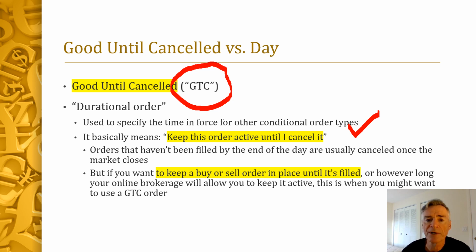So if there's a corporate announcement from the issuer, even if you have a good till cancelled order sitting there, it will be cancelled, and your online brokerage will send you a note saying that your order was cancelled due to a corporate action. And then you can always create a new one if you wish to do so.